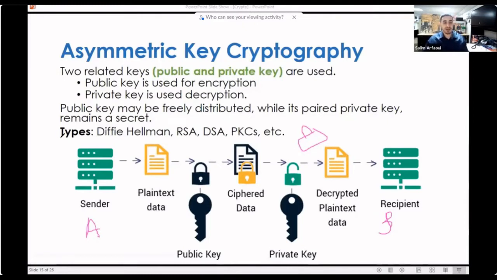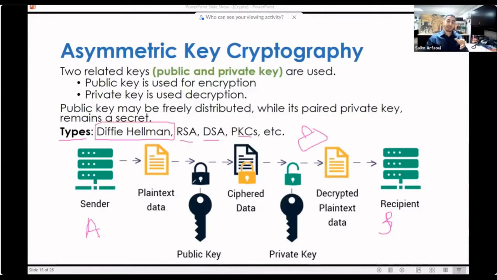Popular asymmetric key cryptosystems are RSA, DSA, PKCS, etc. We're not going to talk about all of these, but those are just examples. You guys can go online and explore those. But a popular key exchange algorithm is called Diffie-Hellman.